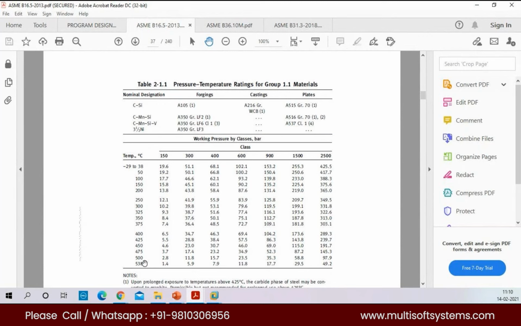My question was different. Actually, the code itself is giving a limitation to use up to 427 degrees, right? But in the code again, they are giving allowables up to 600 degrees temperature. So that was the confusion for me. Why at one end the code is specifying that carbon steel can be used up to 427 degrees, and then the code again gives us allowables up to 600 degrees.